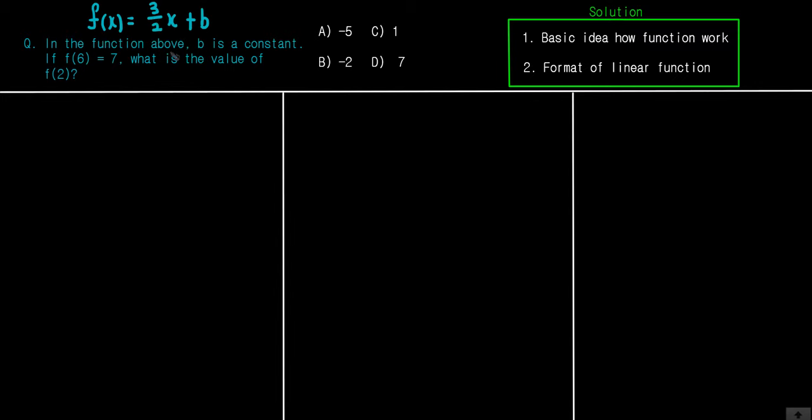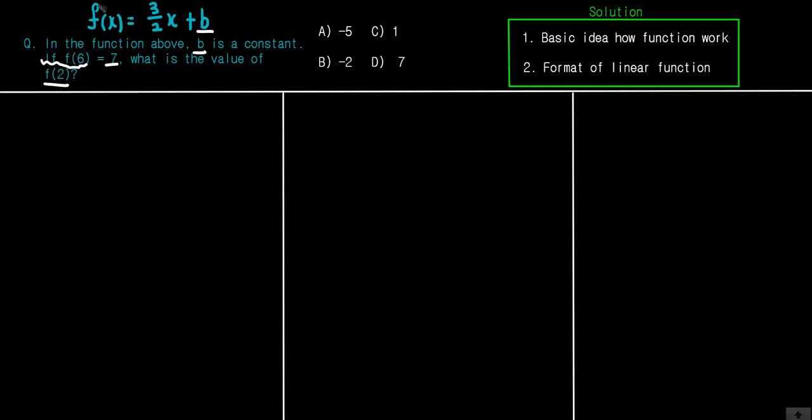In the function above, the b right over here is a constant, which means it does not contain an unknown quantity such as x or y. A constant just means it is a number. So let's say f of 6 is equal to 7, and what is the value of f of 2?